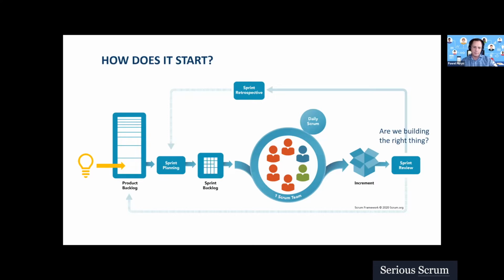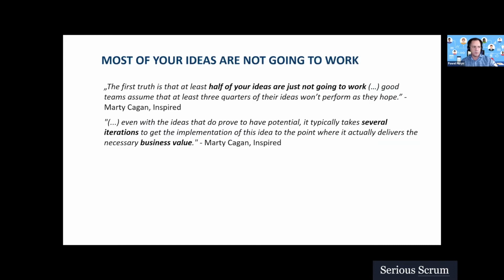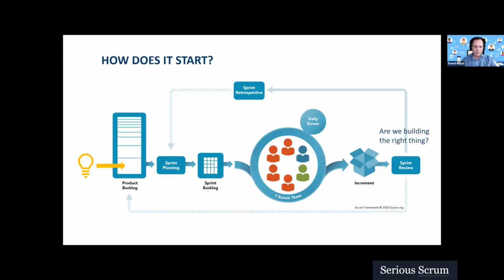And I would like to show you two quotes from Marty Cagan from Inspired. So there are two truths about product management. One truth is that at least half of our ideas are not going to work. So this is quite an important statement. And even Marty Cagan said that good teams assume that at least 3/4 of the ideas won't perform as we hope. So if half of the ideas or 75% of the ideas are not going to work, should we really implement them just to find out that nobody needs it and customers do not care?